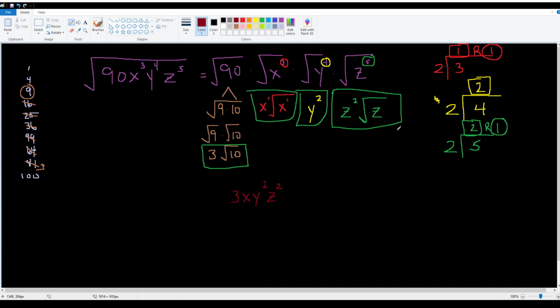Then, whatever is inside of the radical, I'm going to put underneath a single radical. Again, always start with the number. 10, x to the first, there is nothing in the y, z. So my final answer would be 3xy squared, z squared, square root of 10xz.